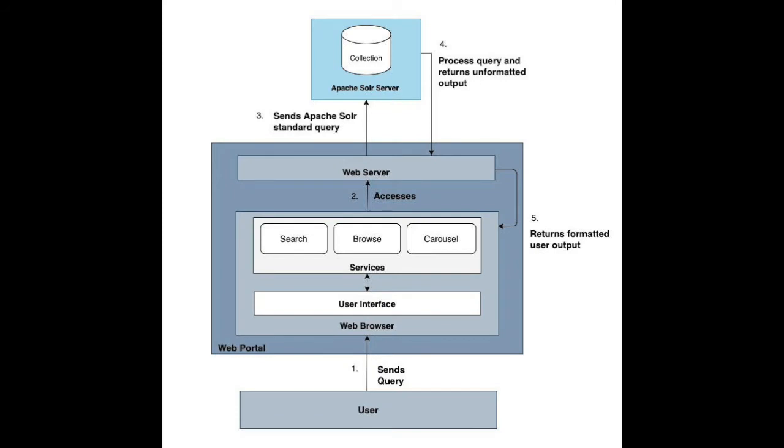Finally, the web portal component has been implemented on a UCT server and uses Apache Solr technology for indexing, searching, and browsing services. As seen in the diagram, the user sends a query to the web portal through a web browser interface. The services are then accessed through the web server, which then sends an Apache Solr standard query to the Apache Solr server. The Apache Solr server processes the query and returns unformatted output to the web server. The web server then returns the formatted user output on the web browser for the user to see.